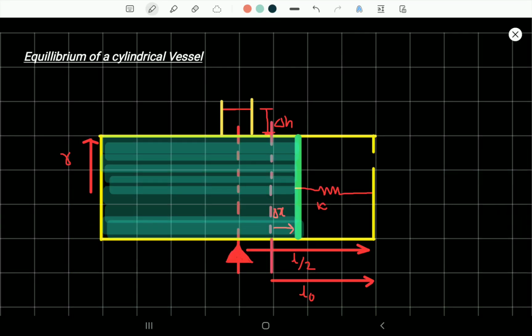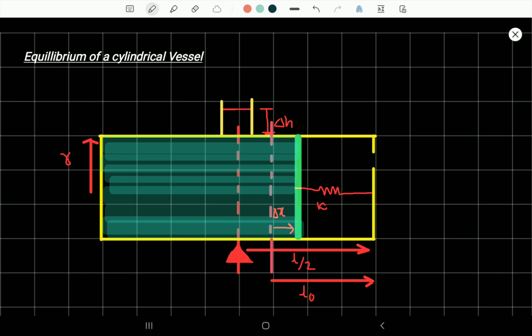Hello friends, welcome. Today we are going to discuss a very amazing problem, problem number 7 of Pathfinder fluid mechanics. Here we will be encountering the equilibrium of a cylindrical vessel. I found it very amazing, and let us discuss the problem, friends.